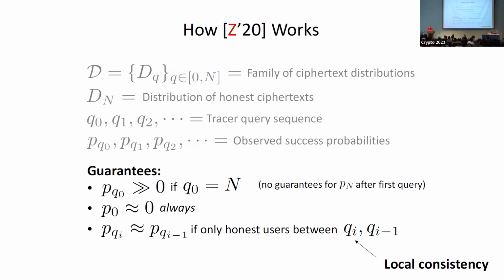For the cryptographically enforced properties, we still have that P0 is 0 always. This one's the same as classical. And then the last one's the most interesting one. I call this local consistency. And it says that the two probabilities are close if there's no malicious user between them, but only if we're considering adjacent queries in the query sequence. If you're trying to look at queries that are 2 apart or 3 apart in the query sequence, it doesn't matter if there's an honest user or not between them, there's no guarantees. So it's only for adjacent or subsequent queries in the query sequence that we have this consistency guarantee.